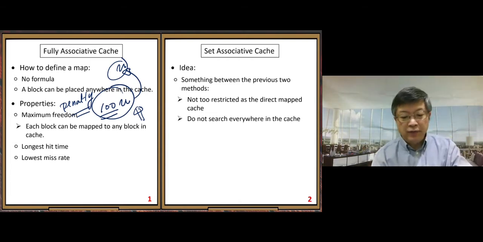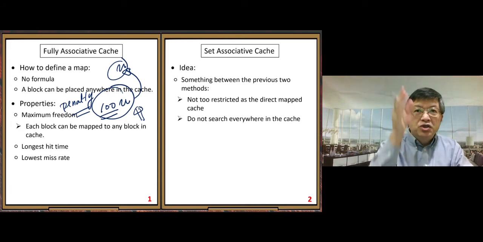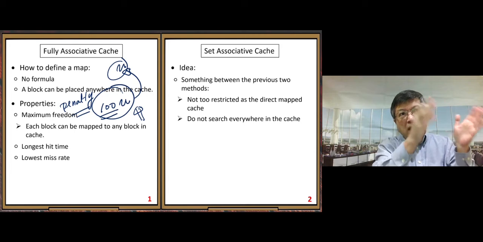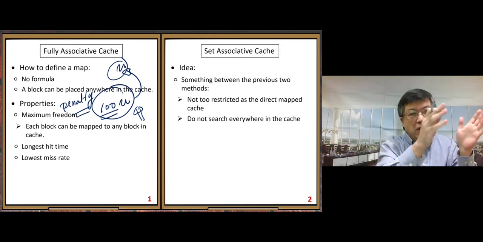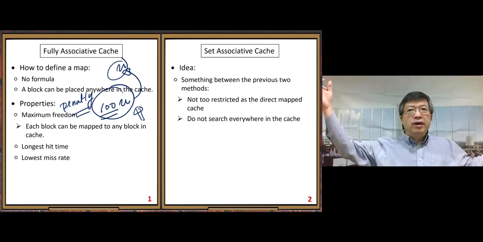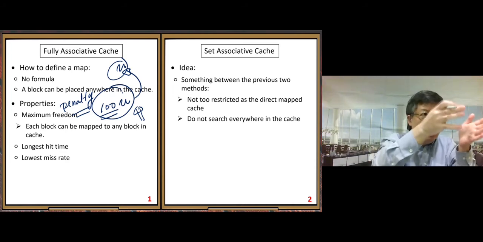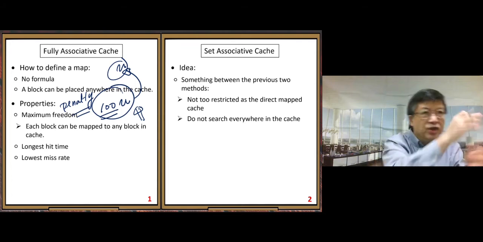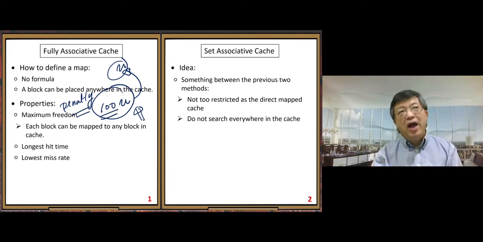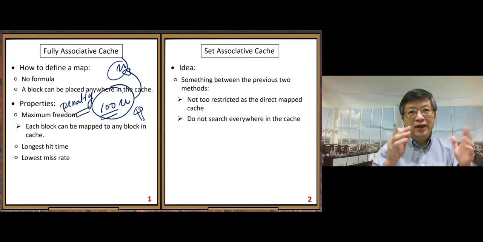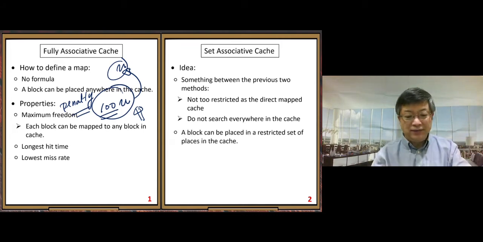So that's one. Do not search everywhere in the cache. Now, in order to find the requested cache block, you should not look everywhere in the cache. Only a limited region, a relatively small, limited region. Then your hit time cannot be too bad, right? So that idea will give us a good solution.